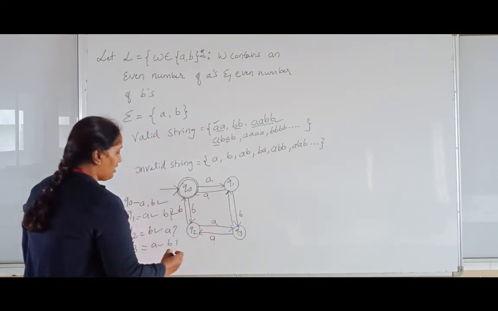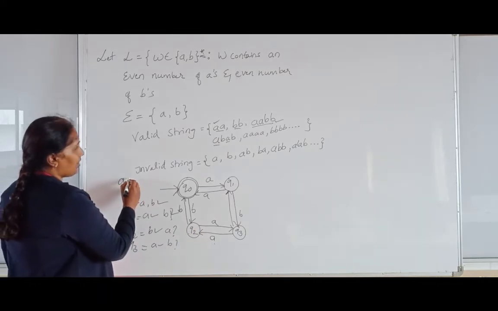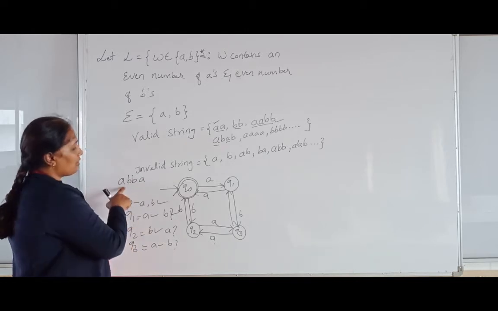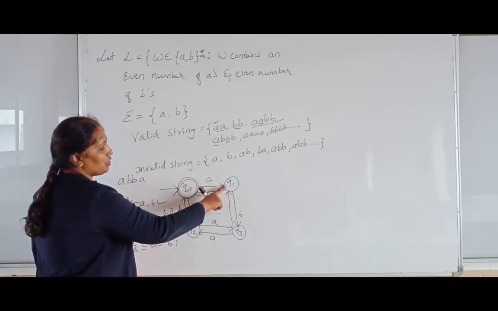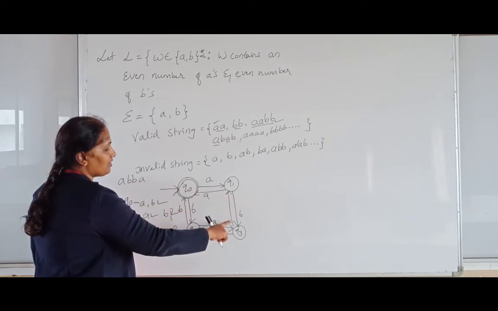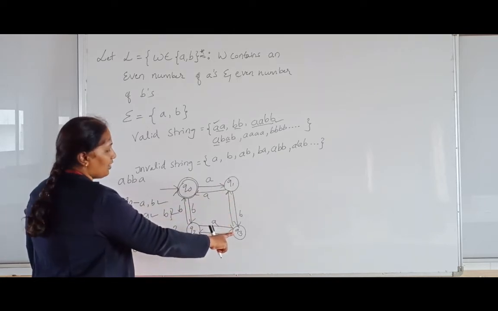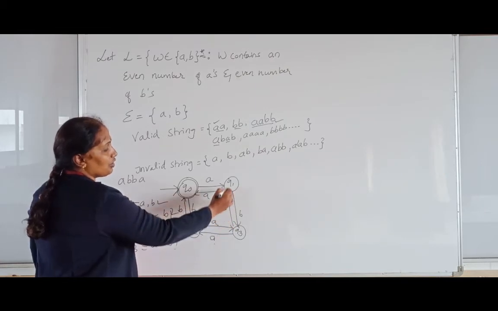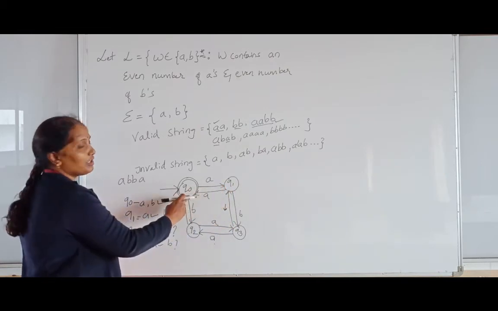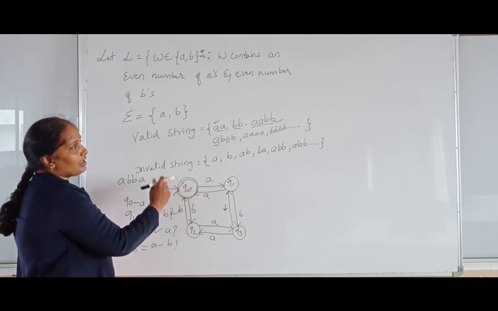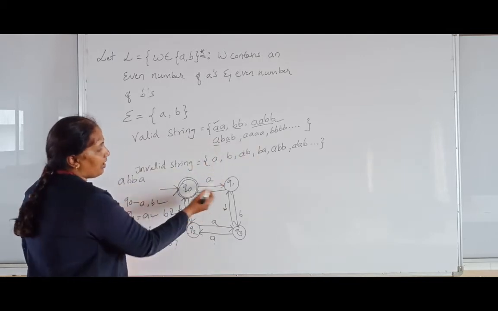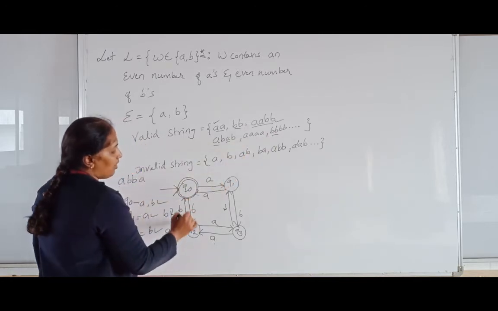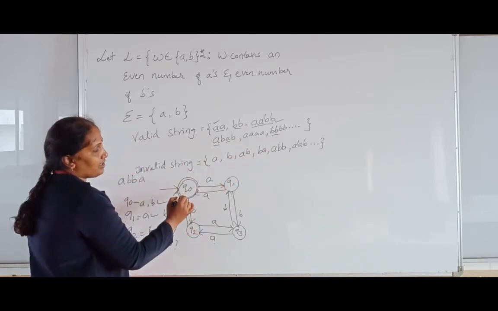Now if I take a string A, B, B, A. So here when A comes, it will change the state to Q1 state. When B comes, it will change the state to Q3 state. When another B comes, it will change the state from Q3 back to Q1 state. Next, when A comes, it will move to the Q0 state. Next, if 4 A's come, 1A, 2A, 3A, 4A get accepted. When 4 B's come, 1B, 2B, 3B, 4B get accepted.